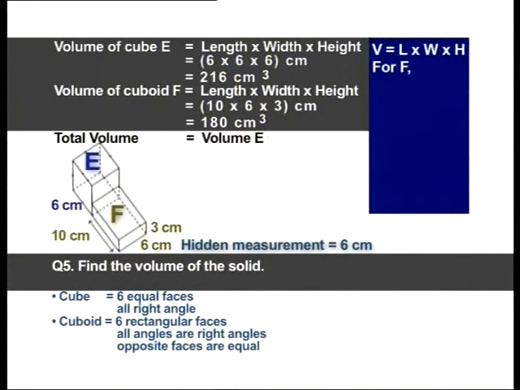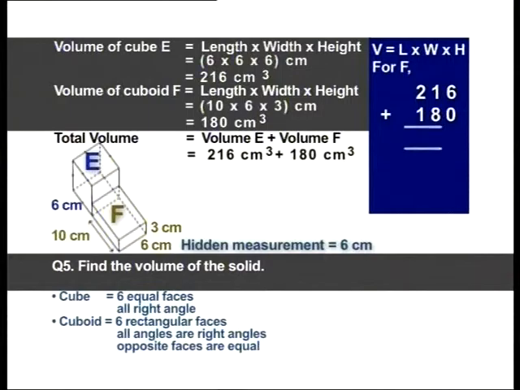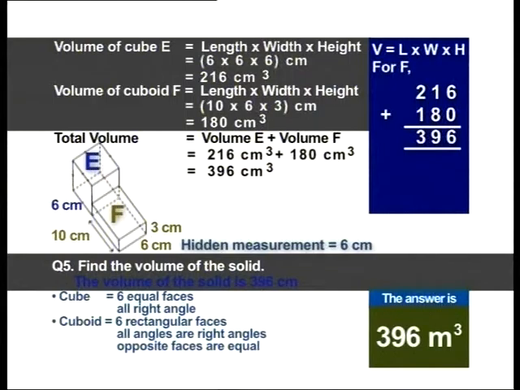Let's add up volume E and volume F to find the total volume of the solid. 216 centimeter cubic plus 180 centimeter cubic equals to 396 centimeter cubic. The answer is 396 centimeter cubic.